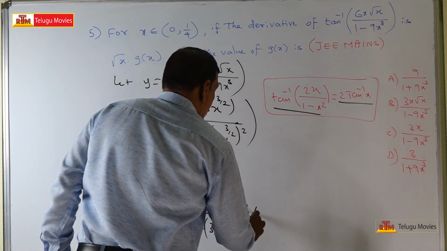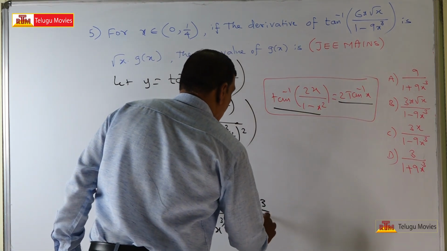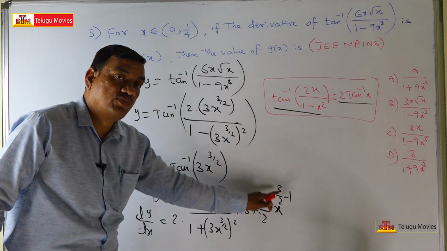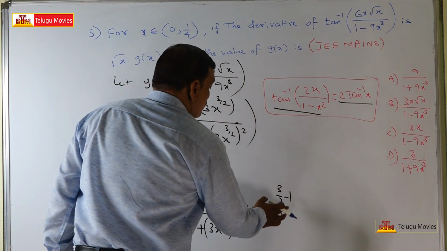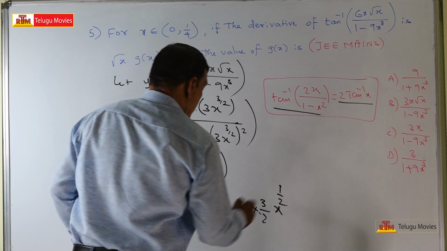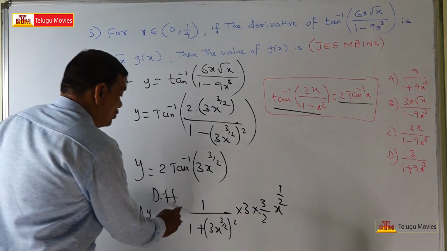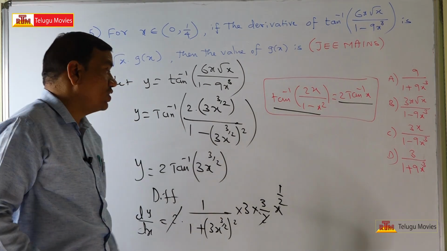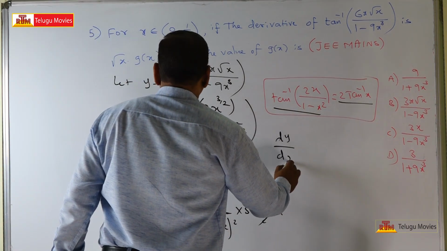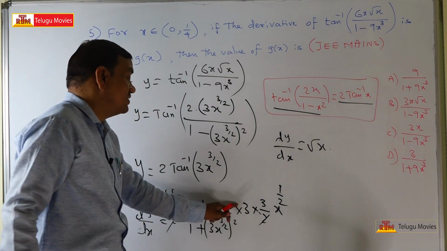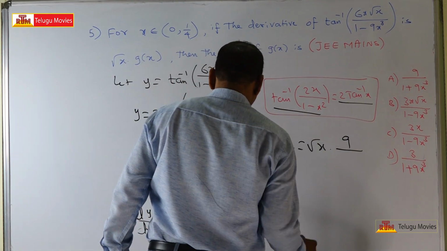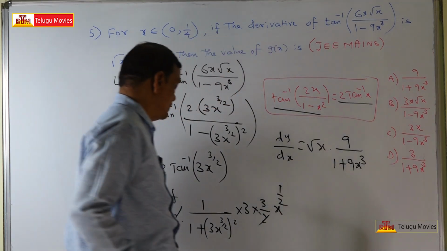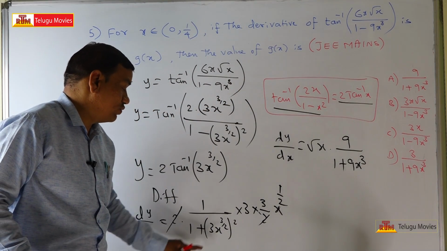This is equal to 3 times x power 3 by 2, that means 3 by 2 x power 3 by 2 minus 1, using n into x to the power of n minus 1. 3 by 2 minus 1 is 1 by 2. We can write it directly. Here the 2 gets cancelled, so this is x power 1 by 2, which means root x. So dy by dx is equal to root x times 3 threes are 9 by 1 plus 9x cube, since 3 square is 9 and x cube comes.